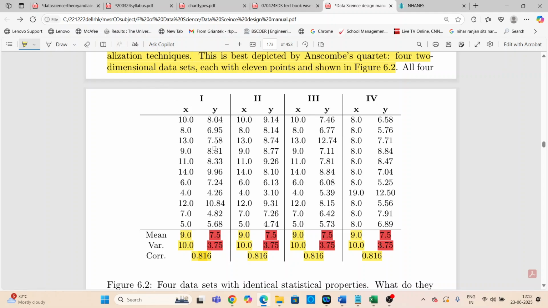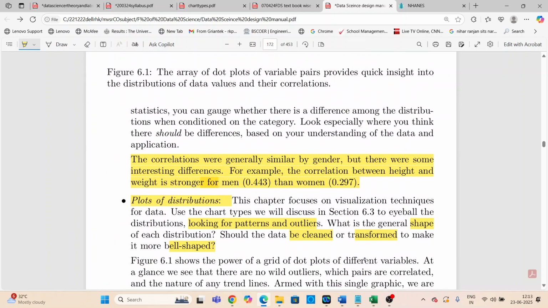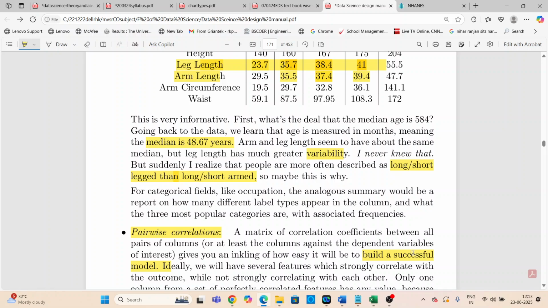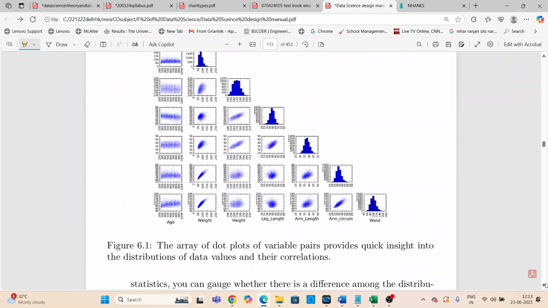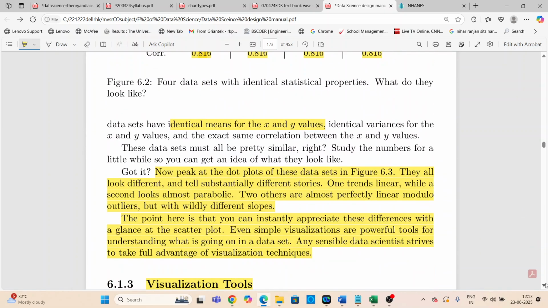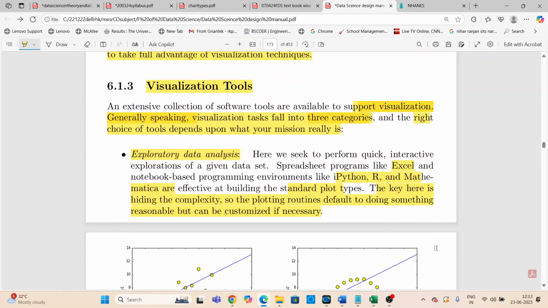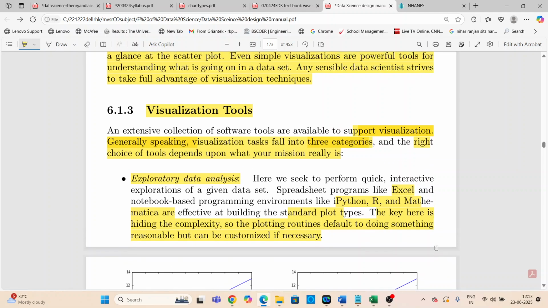Here there are two-dimensional data sets, and for every data set there are 11 points. But what is interesting is, for all of them, you are finding mean is same, variance is same, correlation is same. But when you look at their plots, they look different. So two different stories are being told. So that also needs to be understood. What basically we are saying is, through visualizations, we are trying to understand the similarities, we are trying to understand the differences.